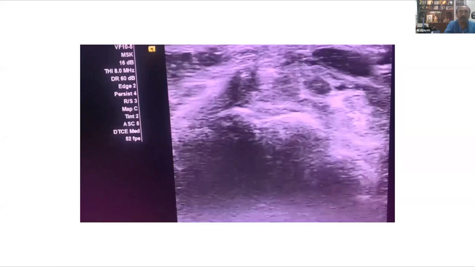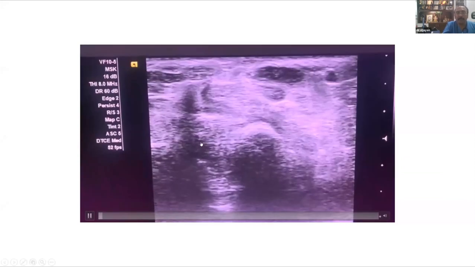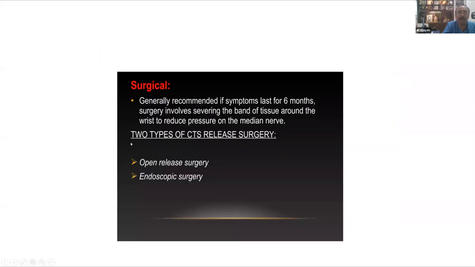So the injecting technique is done this way. There are two techniques. One is direct injection, another is guided injection. In guided injection, you come from the side and inject. With that, I think I would close my topic here. Surgical treatment and others will be covered by the surgeons, the next speakers. Thank you for the opportunity, and thank you for your patient hearing.